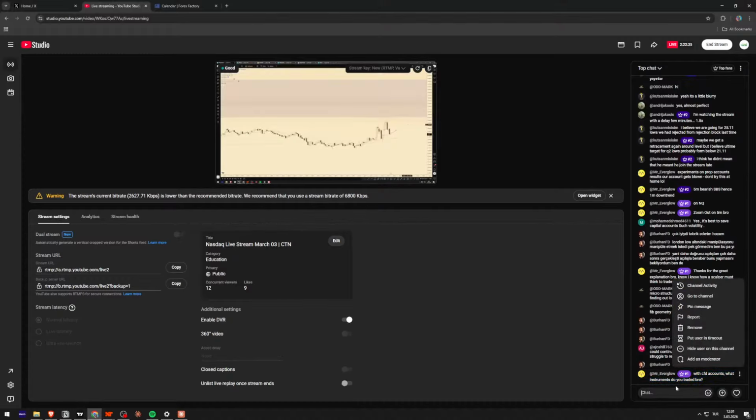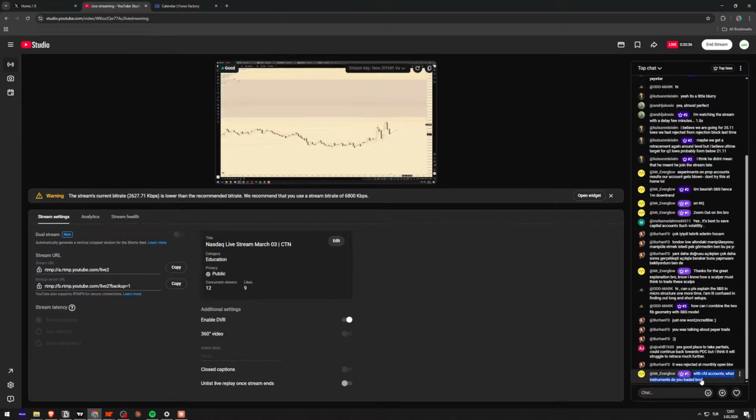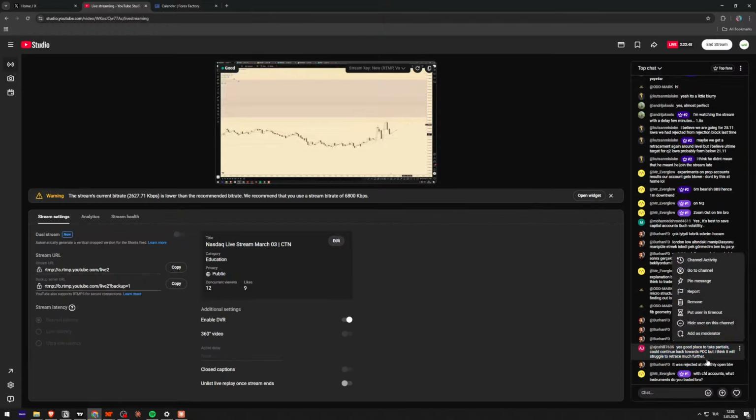With CFDs, only Nasdaq, bro. With CFDs, I traded NAS. Yes, good place to take partials. Could continue back towards previous day close, but I think it will struggle to retrace much further.